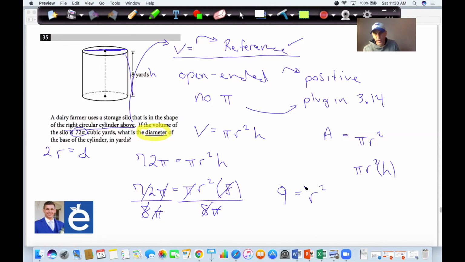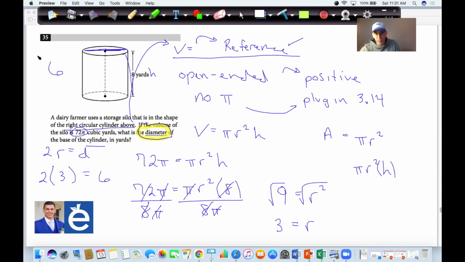For all intents and purposes, the SAT tends to focus on the positive value for square roots. They call that the principal square root. And so if I do the square root like this, then I get 3 equals r. But remember, I'm not done, because I didn't make the lazy mistake of not circling what they're looking for. It says, what is the diameter of the base of the cylinder? The diameter equals 2r, so I'm going to do 2 times 3 equals 6. So 6 should be my answer.